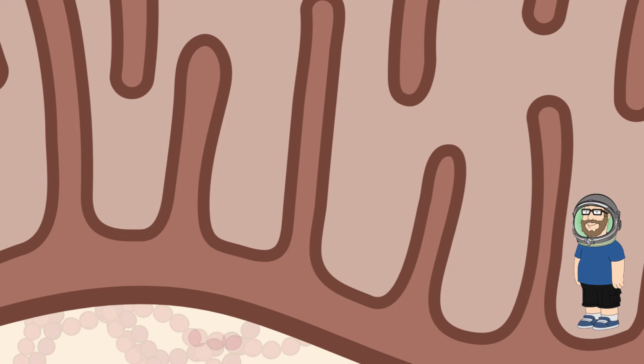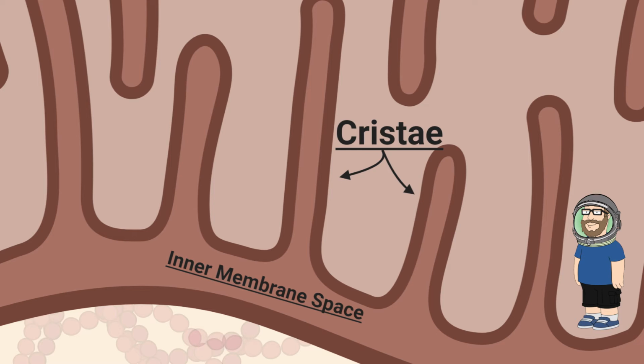From up above, we can see that the inner membrane of the mitochondria is folded into what are called cristae. On the other side of the cristae is the inner membrane space. This is the gap between the outer smooth membrane and the inner folded one.